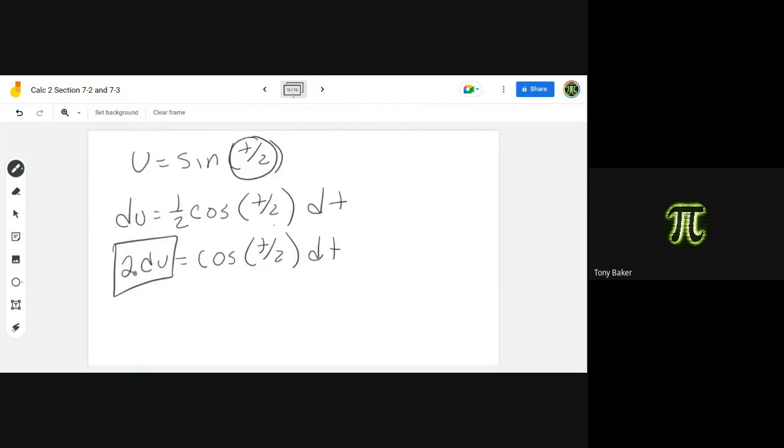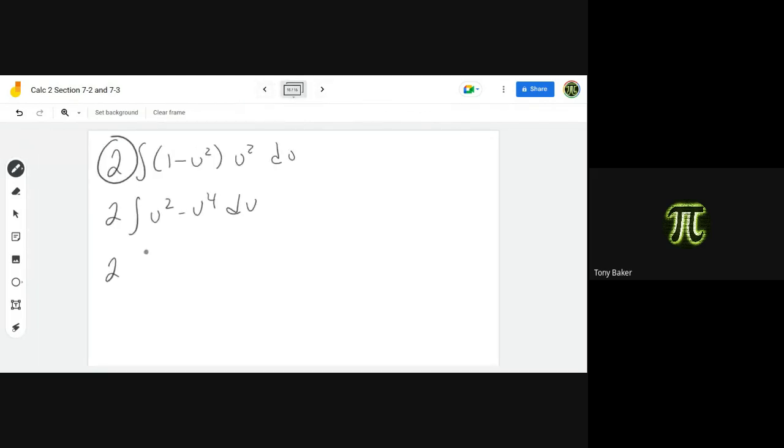Normally it's like a 2 over here and I bring it over and it's a 1/2. But in this case, it was a fraction, so it becomes a whole number. I had it right. So I end up getting 2.